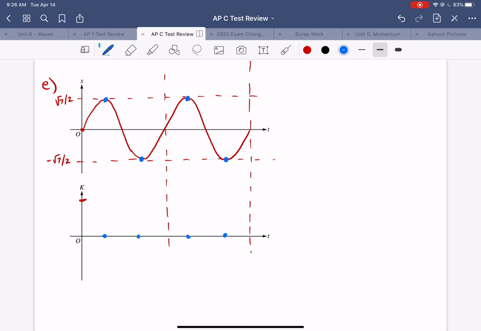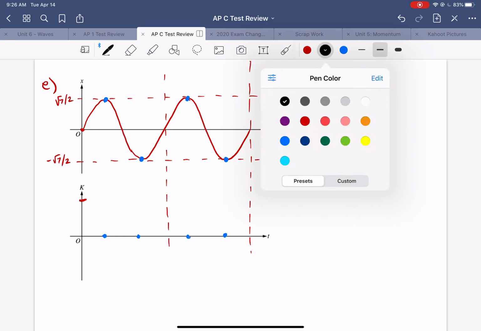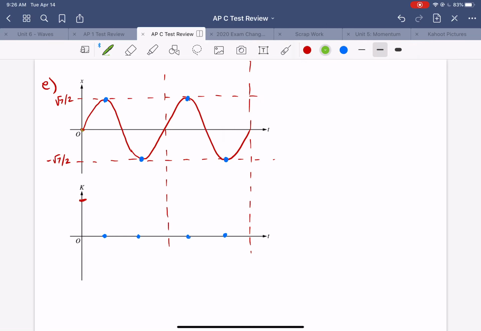And then kinetic energy will be maximum whenever the position is 0. So at all of these points here, the kinetic energy is going to have its maximum value. And then we always have some sine function that connects those. So notice what happens here. We get a sine wave for both of these graphs, but there are two key differences.